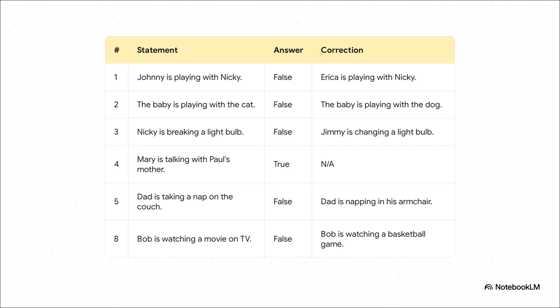6. Bob is watching a movie on TV. Okay, time to check our answers. Let's look at the slide together. Statement number 1. That was false. Remember, it was Erica playing with Nikki, not Johnny. And hey, take a look at the correction for number 5. Dad is napping, sure, but he's in his armchair, not on the couch. This just goes to show how important it is to listen for those little but really important details.